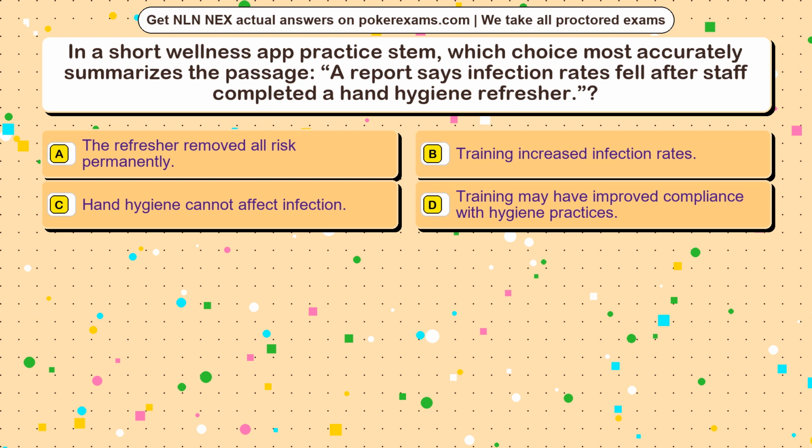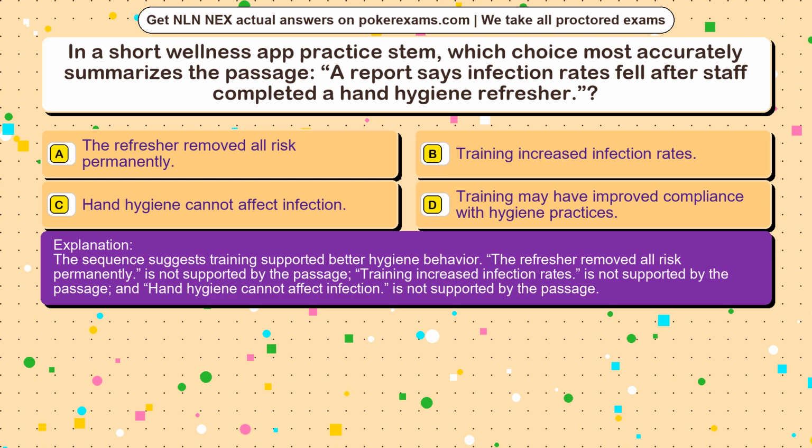The correct answer is option. The sequence suggests training supported better hygiene behavior. The refresher removed all risk permanently, is not supported by the passage. Training increased infection rates, is not supported by the passage, and hand hygiene cannot affect infection, is not supported by the passage.